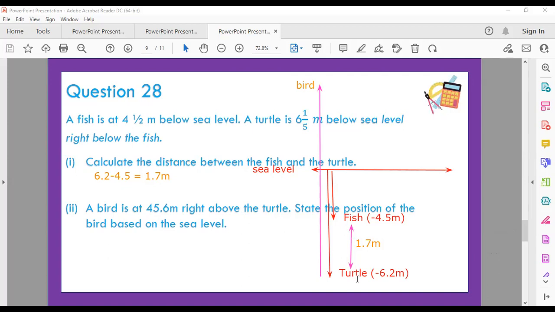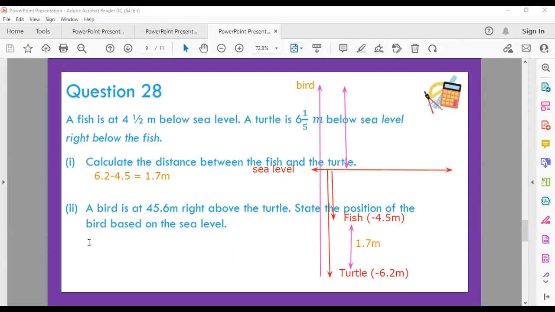Now the turtle is below the sea level by 6.2. What is the question asking? State the position of the bird based on the sea level. So pay attention. They want the bird from the sea level. Do you understand? They don't want the bird from the turtle. So what must we do? We must take out the turtle from the distance.